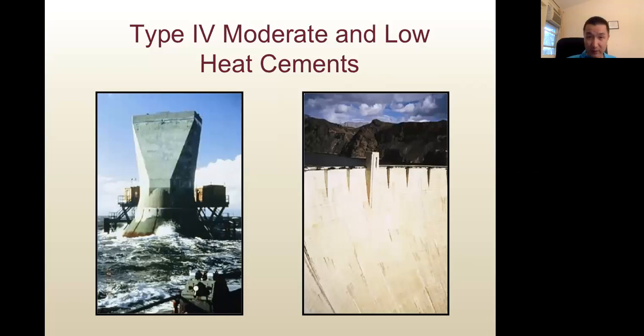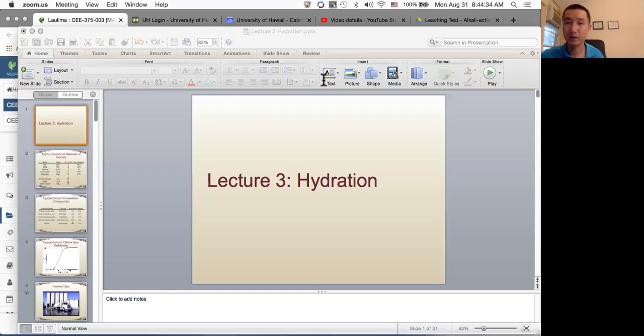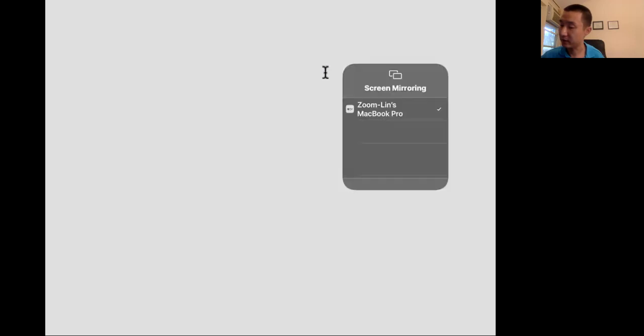For type 4 cement, this is called moderate and low heat cement. We typically use it in mass pouring, such as this big pier and huge dams here. The reason for that, I'm going to draw some figures here to show why we need to use type 4 cement in these situations.